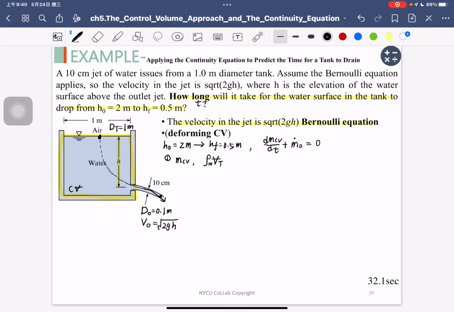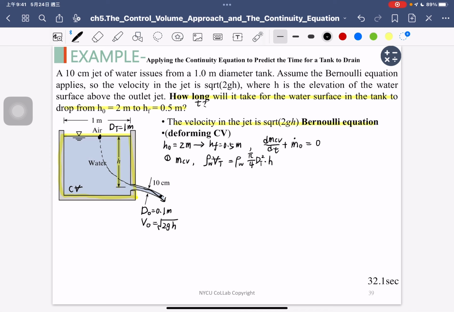The volume will equal the area of the water surface times the depth. The area of the water surface will equal pi over 4 times d_T squared. This is the surface area of the water. And we know that we have the water depth. So the water surface multiplied by the water depth is the total volume of the water in the tank.